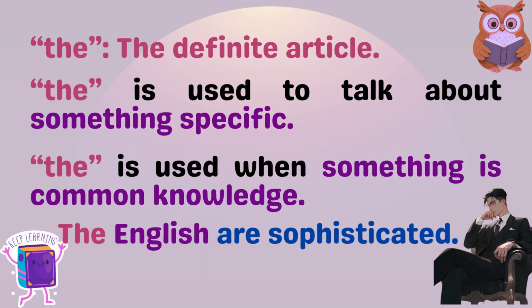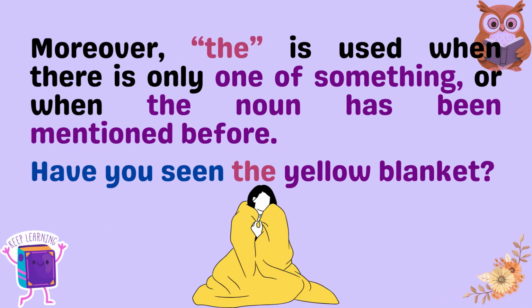The definite article. The is used to talk about something specific. The is used when something is common knowledge. It means that a lot of people know about it, so it's taken for granted. For example, the English are sophisticated. Moreover, the is used when there is only one of something, or when the noun has been mentioned before. Have you seen the yellow blanket?